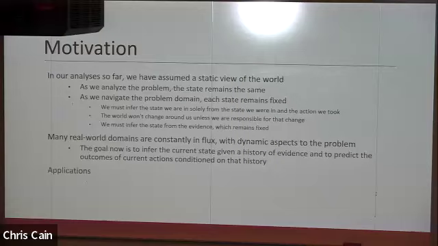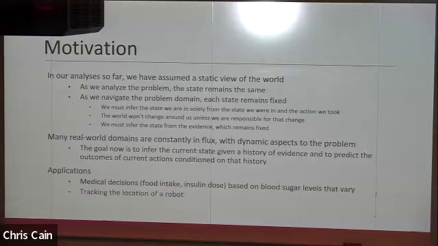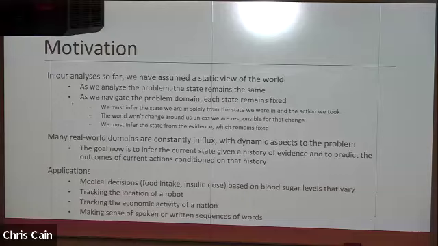There are tons of applications to this, things like medical decisions, robot location tracking, economic activity tracking, finding the context of words that are spoken. If I start a sentence and the sentence does not make sense, as I start to feed more words into that, you start to get the context that allows you to go back and make sense of the first part of that sentence.